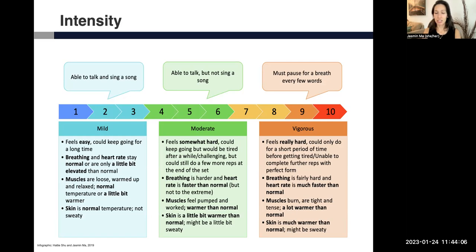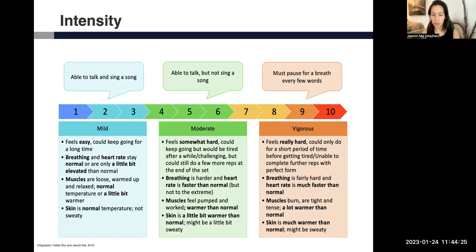Another way is using a numerical scale. An example might be the Omni scale or the CR10. In any case, those scales range from 1 to 10. And you can see here in this specific example, moderate intensity is somewhere between that 4 to 6 range.